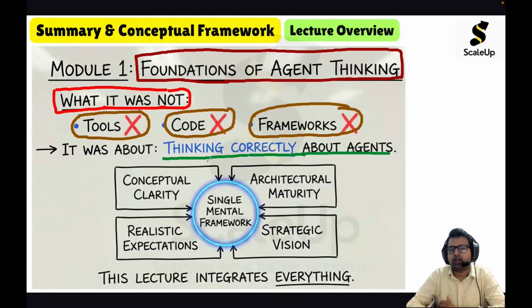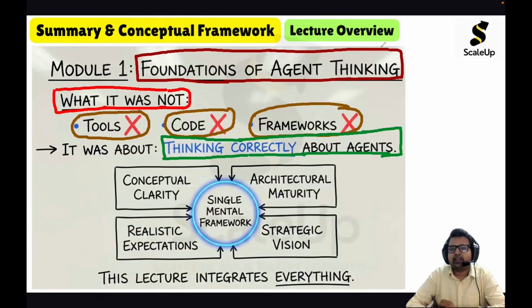And that is very important because now we are shifting from building traditional applications to building agentic AI applications. It's a very big transition, and it needs a shift in the mindset, a shift in the thinking. And module 1 of this course was all about the foundations of agentic thinking. It was about thinking correctly about agents.